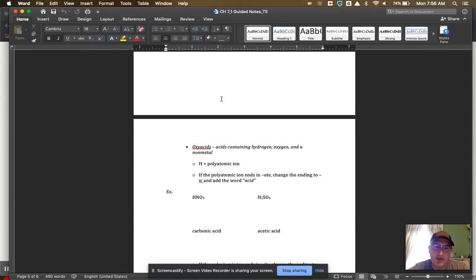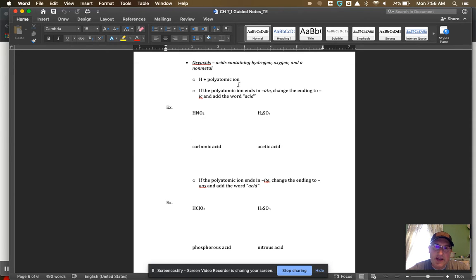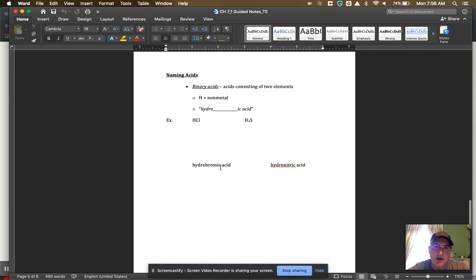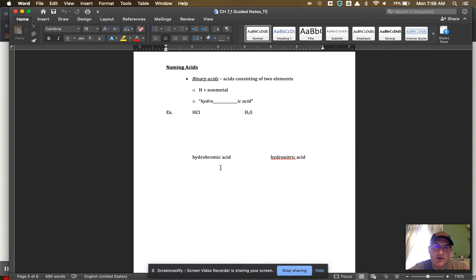The other one, on the next page of your notes, will be H with a polyatomic ion, like H with nitrate or H with sulfate. We're going to go through those two. Today you're going to do a little assignment on naming and writing formulas for acids. Tomorrow will be your review, and then on Wednesday will be your test on naming.